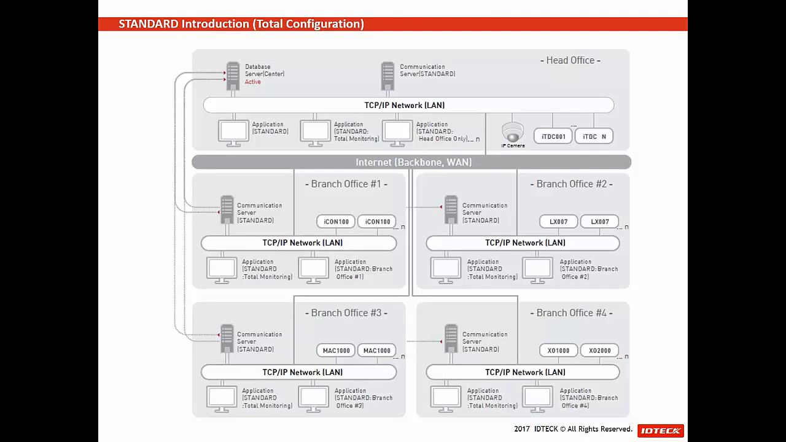This diagram shows what the end result would look like after configuration. Here you can see that there is one head office with multiple branch offices. Of course, our standard software has two different types, server and client. All those can be utilized for this kind of situation.